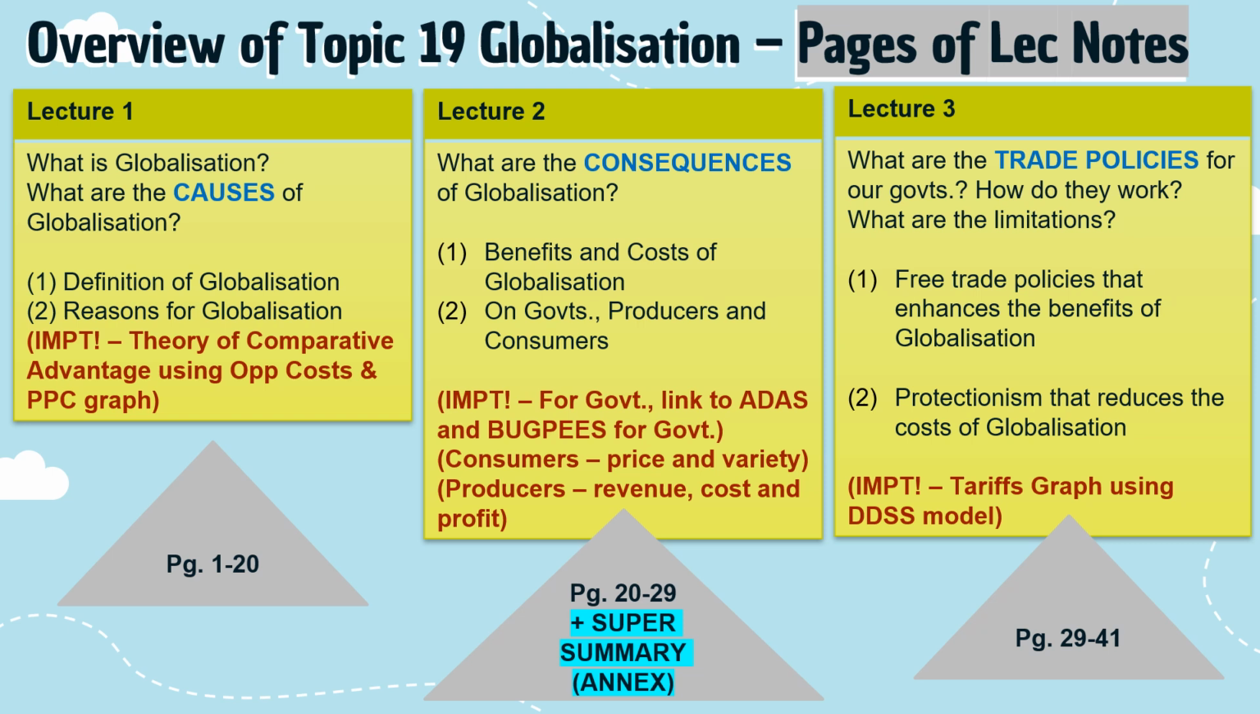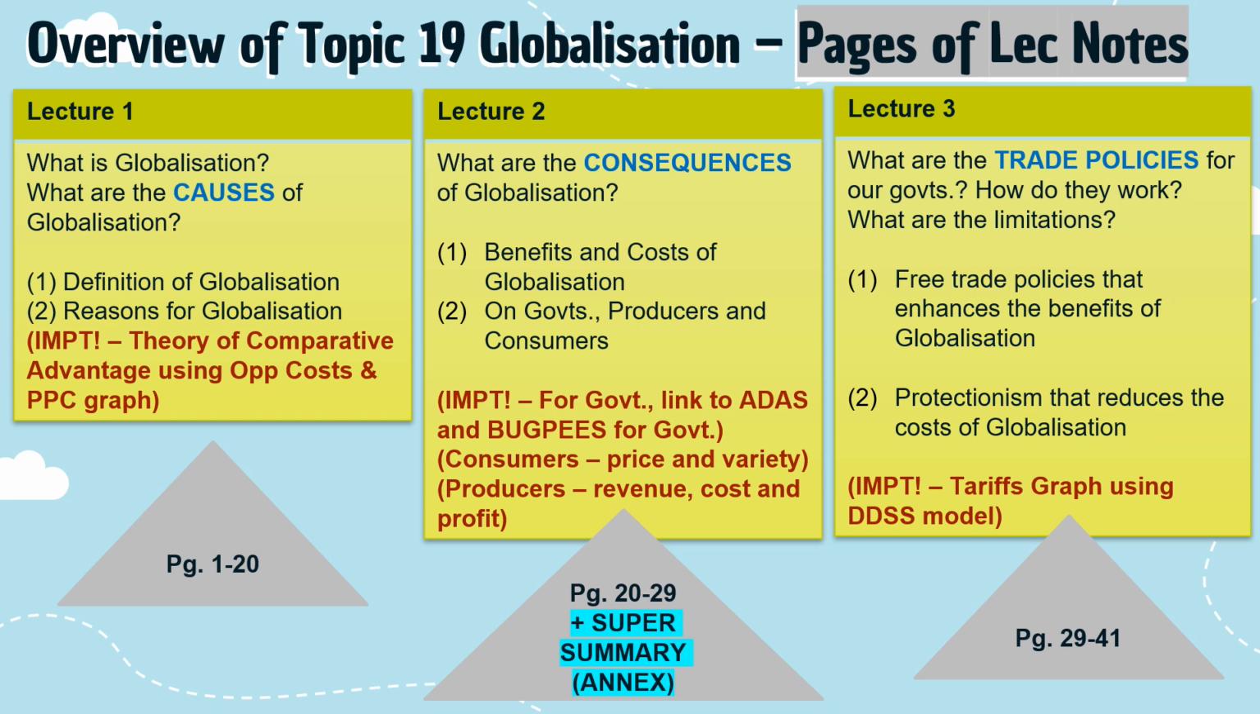I would like to make a special mention of the super summary in Annex. We call this a super summary because it has a comprehensive listing of the different aspects of globalization on all the three economic players, the government, the producers, and the consumers. It means that if you take time to master this super summary, you will be able to brainstorm the answers from every possible angle that the question may pose.